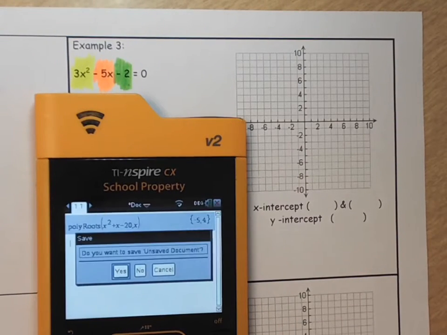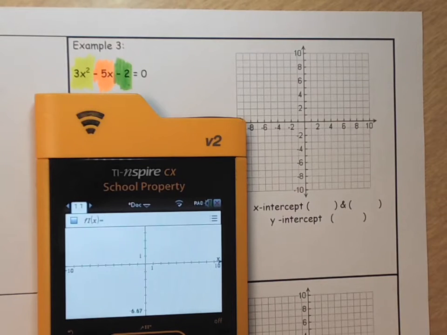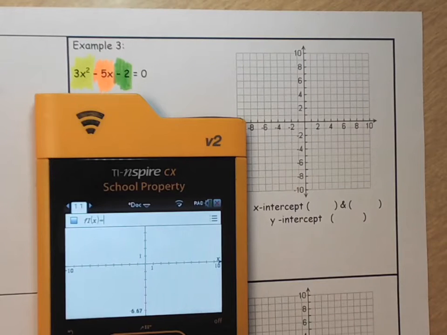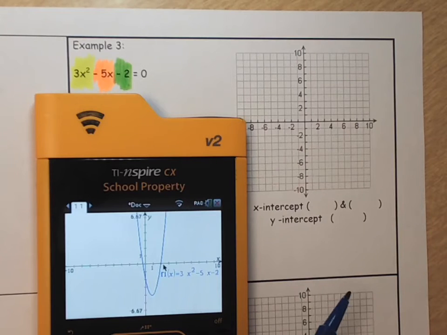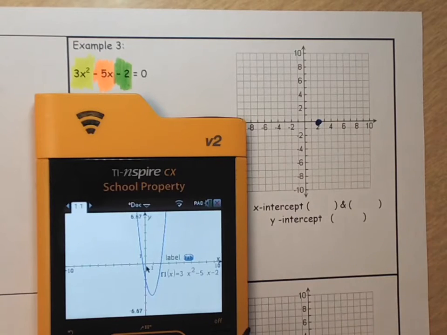We go to graph, and we type it in just like it looks. Now remember, if this is not an x, you have to change it to an x before you type it in. So 3x squared minus 5x minus 2. And it's going to graph it. Now notice, it's really easy to see this one right here. That one's on 2. This one over here is a lot harder to see.